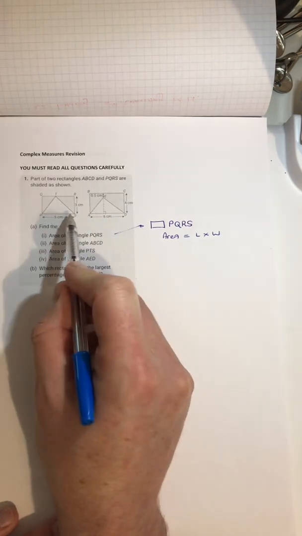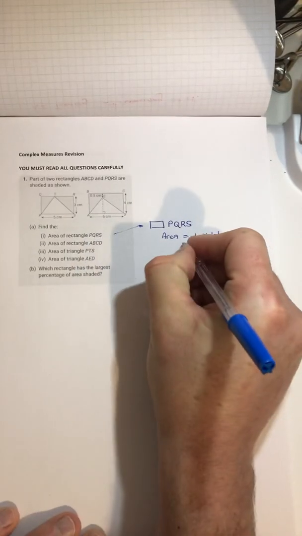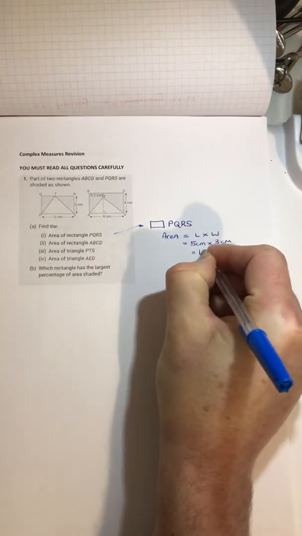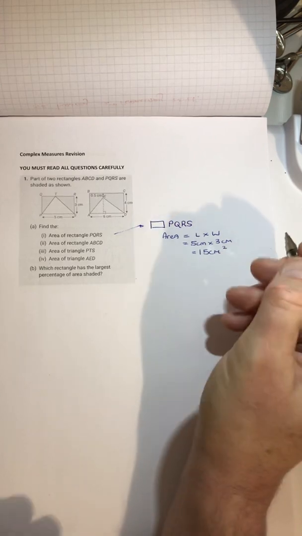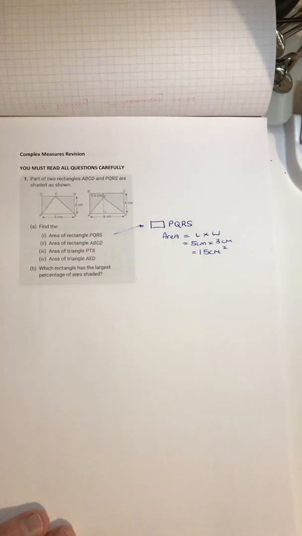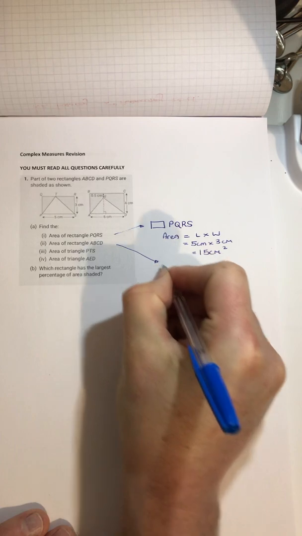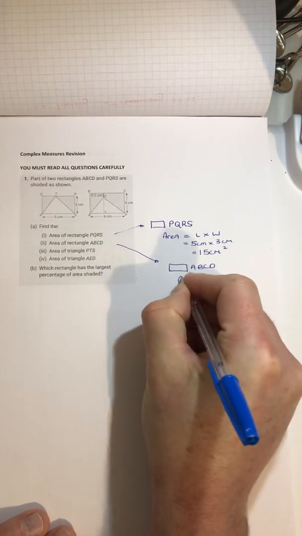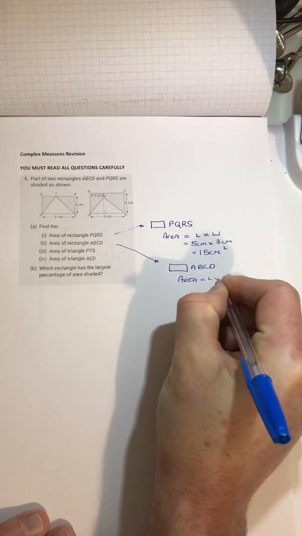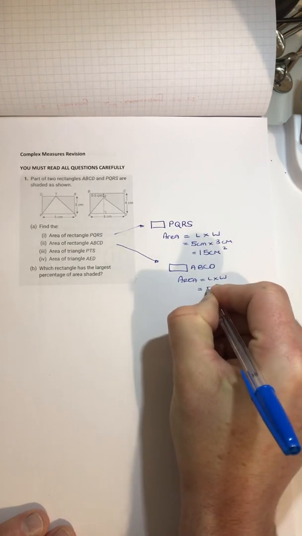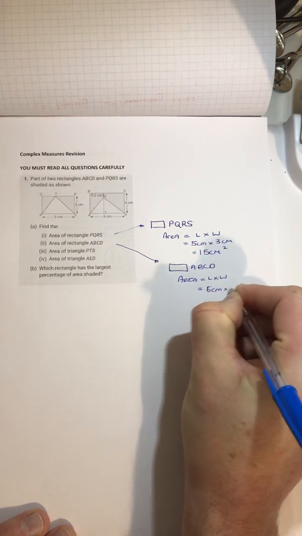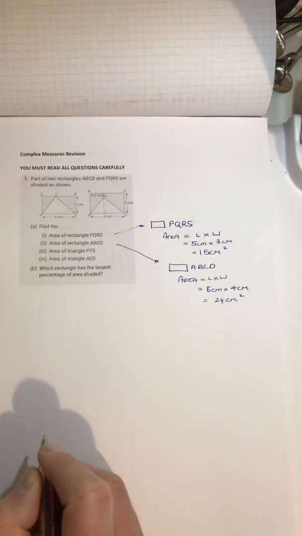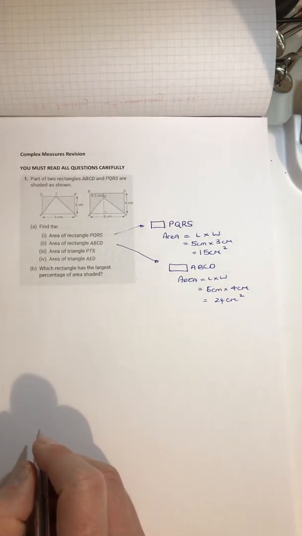The length is 5, the width is 3, so 5 centimeters by 3 centimeters is equal to 15 centimeters squared. Okay, the second rectangle, rectangle ABCD: area is equal to length by width, which is 6 centimeters by 4 centimeters, which is 24 centimeters squared.